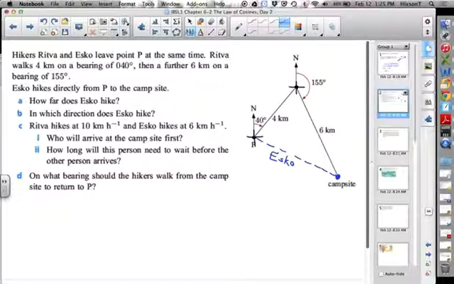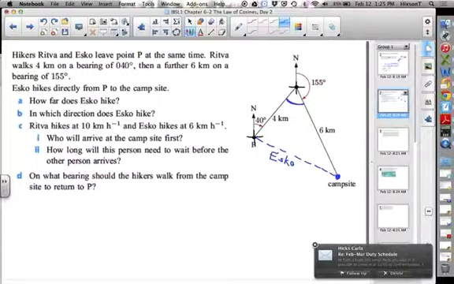All right, so how far does Esco hike? To do that, you can anticipate we're probably going to have side angle side. The key is figuring out what that angle is. So we've got to figure out this angle.